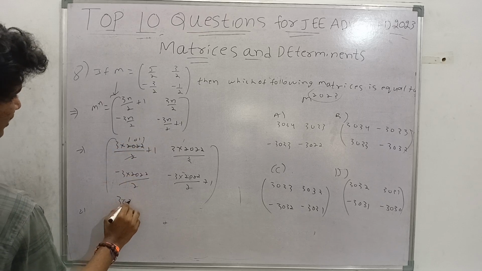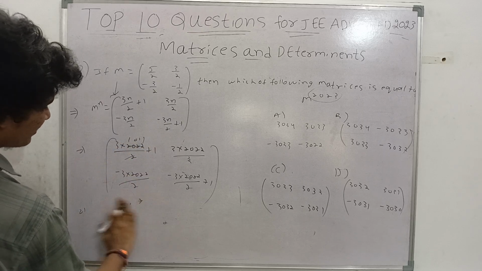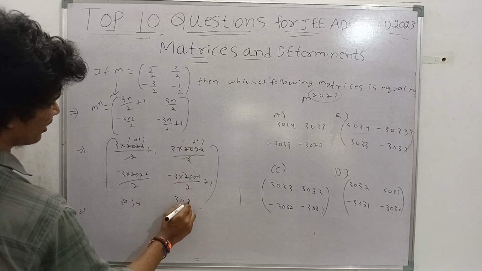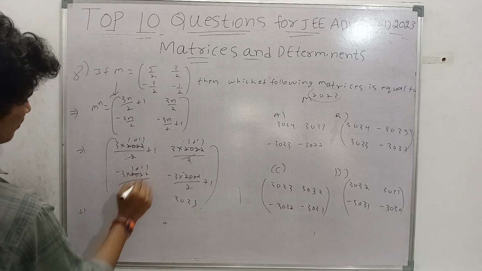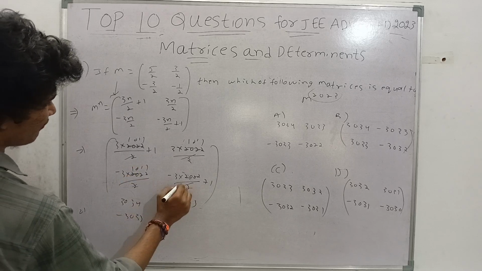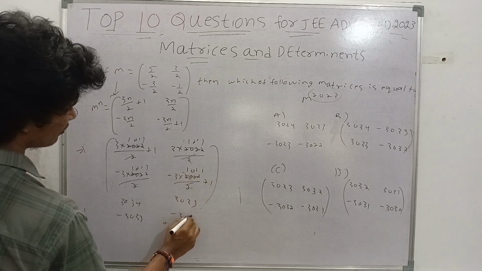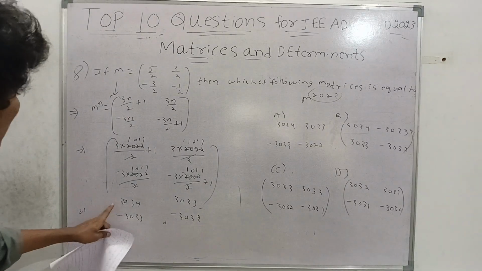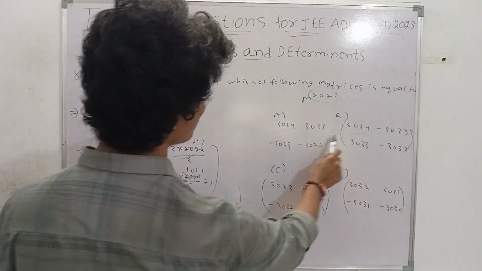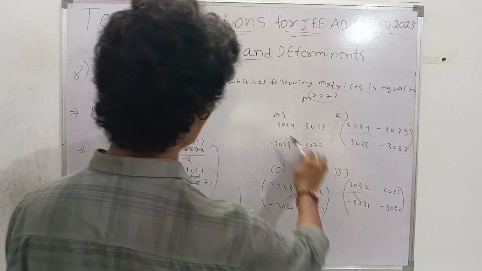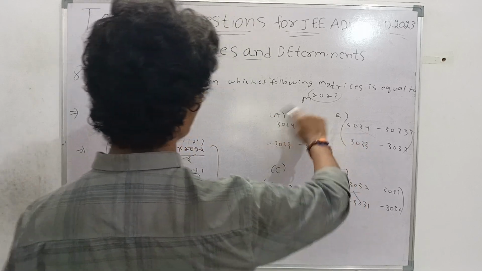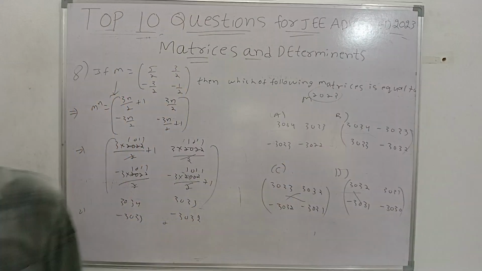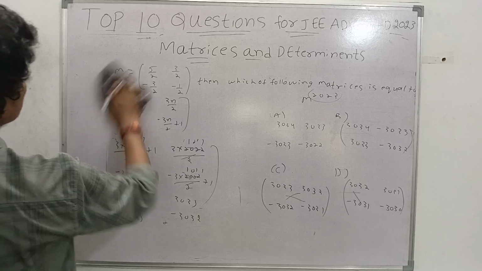1011, it will be 3033 plus 1, it will be 3034. Here it will be 1011, it will be 3033. And here 1011, it will be minus 3033, and here it will be minus 3033 plus 1, it will be minus 3032. So where is the option? 3034? Yes, 3034, these two options are wrong. 3034, 3034, it will be plus, so option A is correct. Like this you have to do. This is the 8th question.